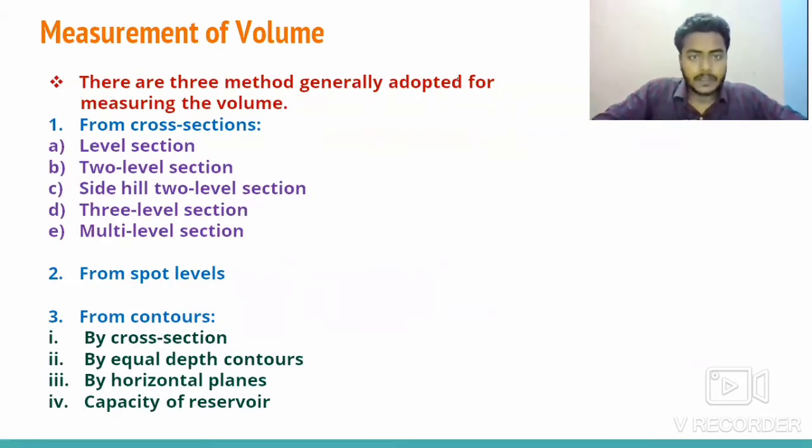So these are the basic methods we generally adopt to calculate or measure the volume. The first one is from the cross section. If the cross section is given, we can calculate the measurement of volume. So these are the methods given for cross section to calculate the volume. Next one is from the spot level. According to the syllabus, in this lecture I am going to discuss mainly how we can measure the volume from the contour plan.